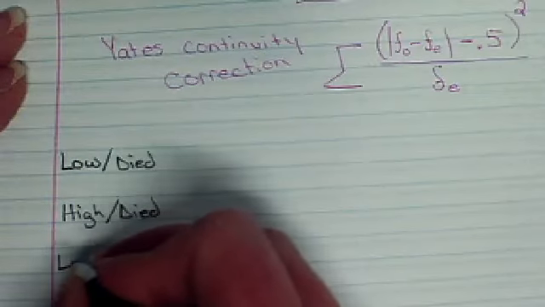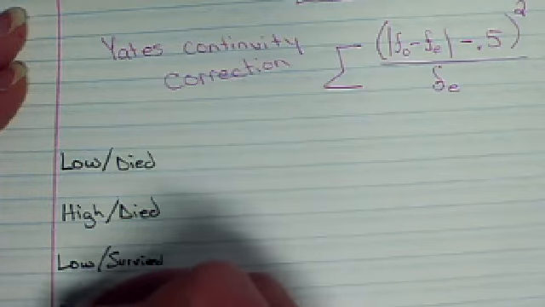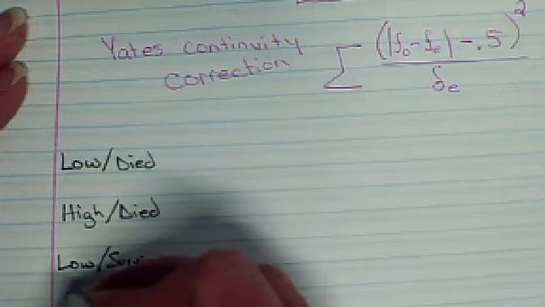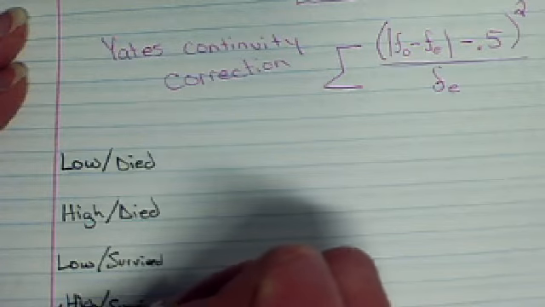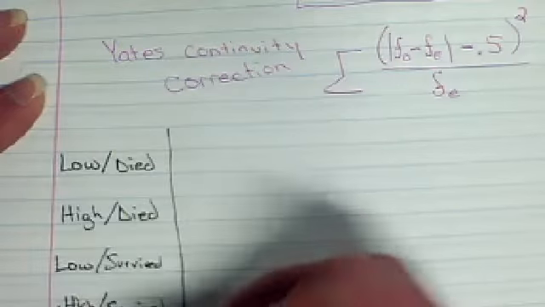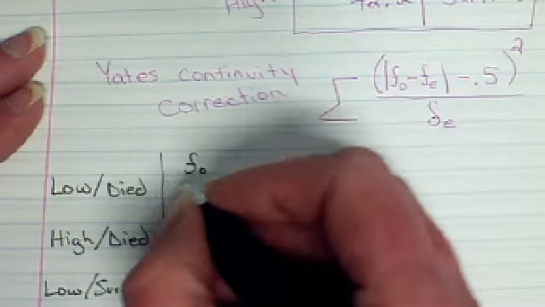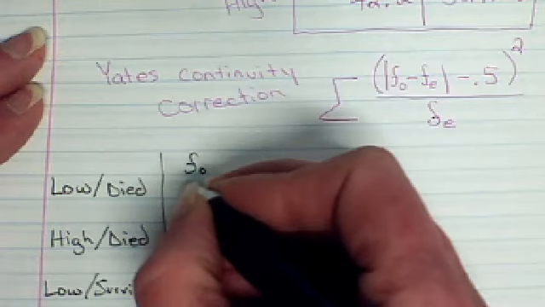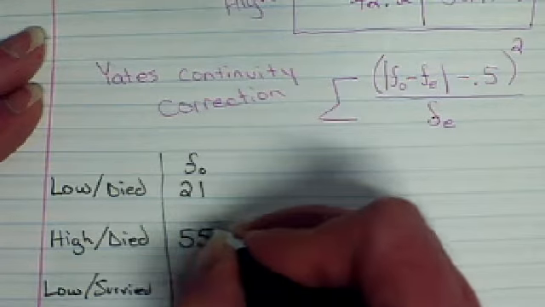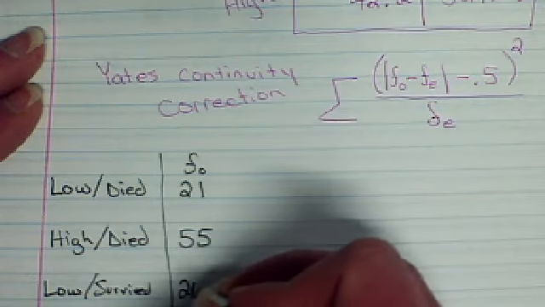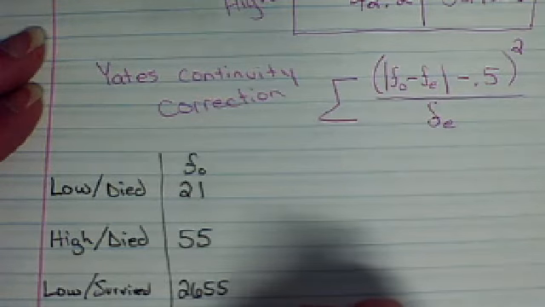And then we're going to take the low that survived. And then the low, the high that survived. In our first column, we're going to need the observed. So low that died, the observed table, that would be what comes from your surveys or what comes from your internet research or your experiments.